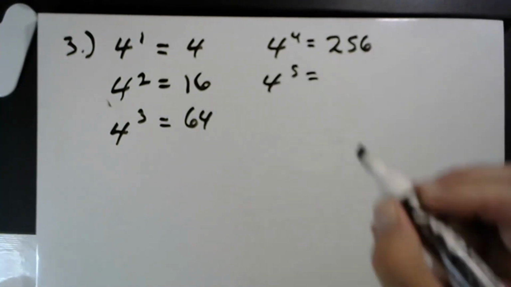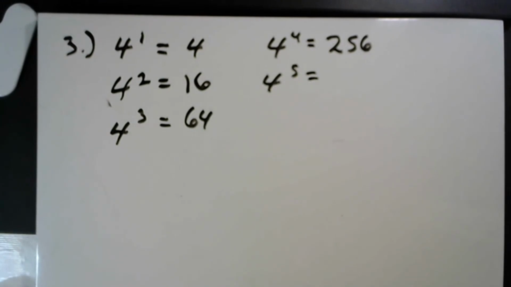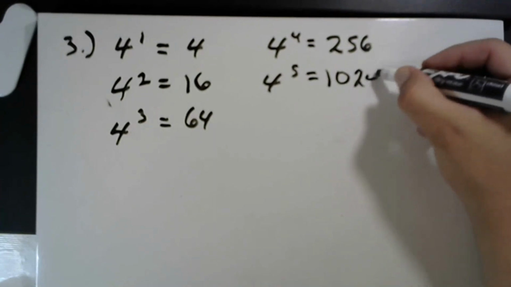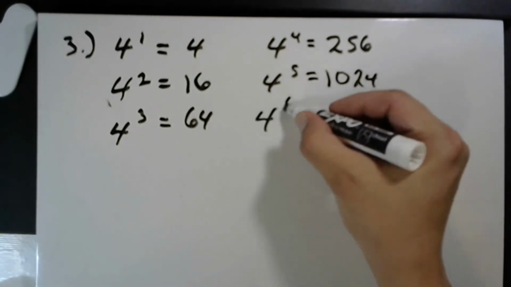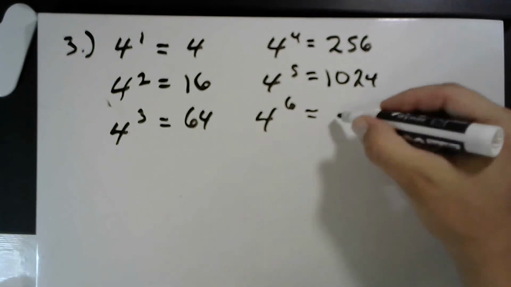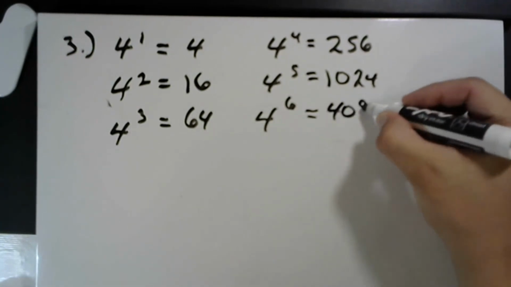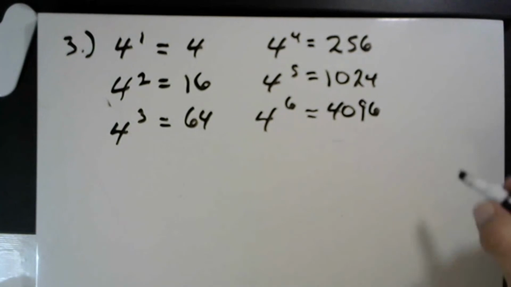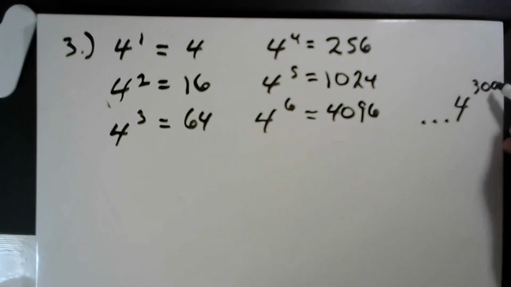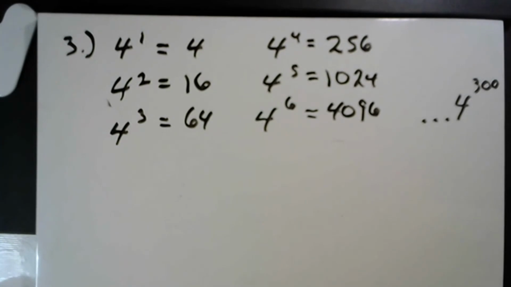4 to the 5. Let's see. 1024. 4 to the 6, 4096. And we could keep going. But we want to find out the ones digit for 4 to the 300.